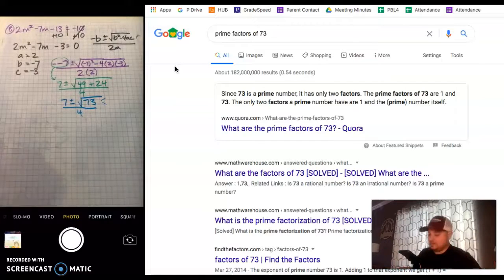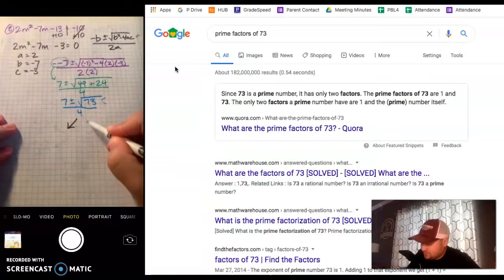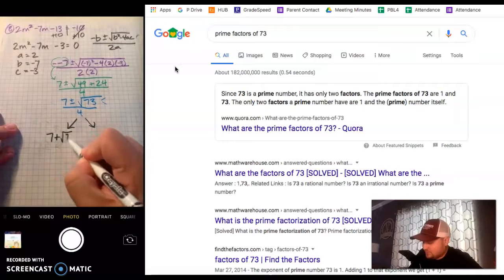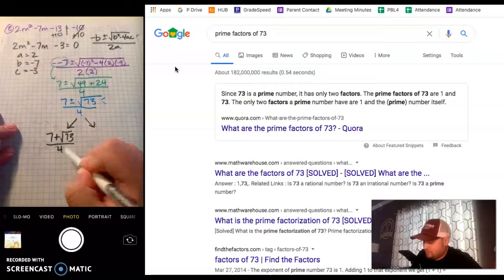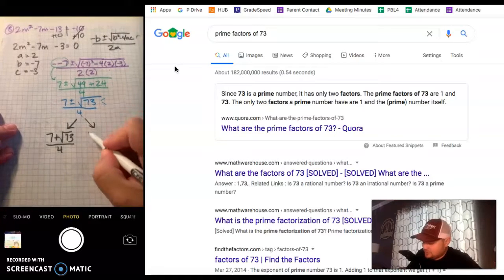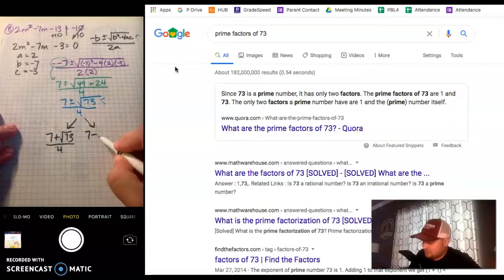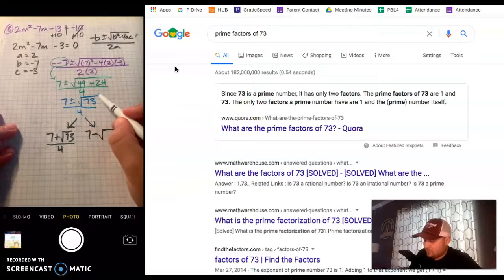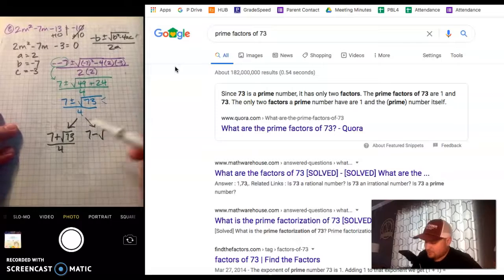So let's break this down into 2 answers. We talked about how we do that, right, with the 2 answers. So the first answer is going to be 7 plus the square root of 73 over 4. The second answer is going to be the minus version, right? So we talked about how the plus or minus, that's because of this square root. We know that 2 things can give you 73, or any number that's under here, the positive version and the negative version. So that's why we break it into 2 different answers.